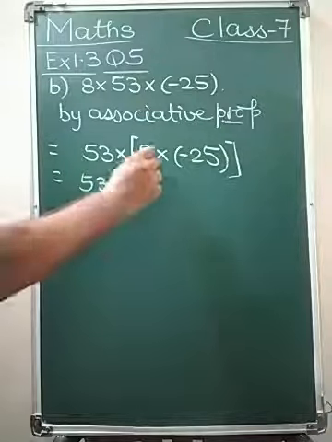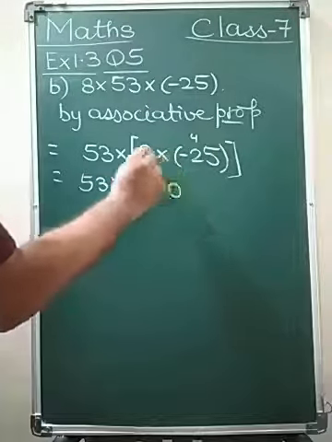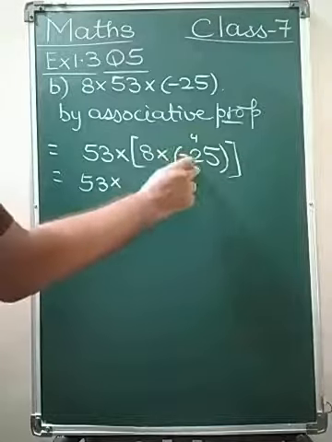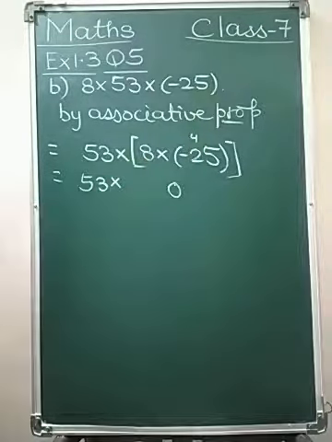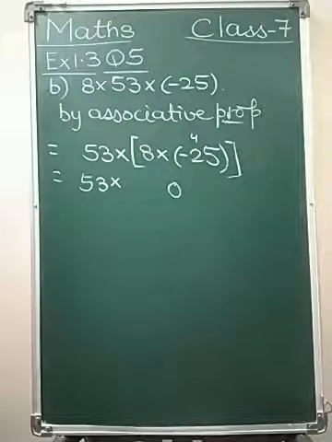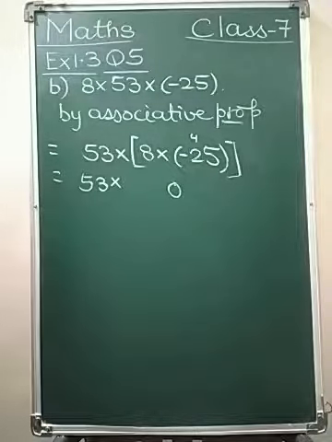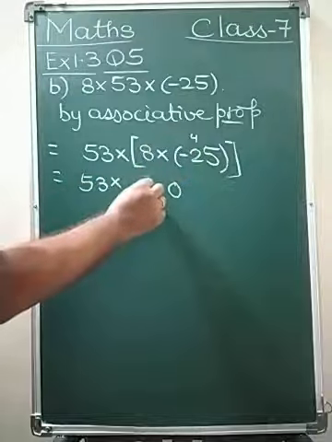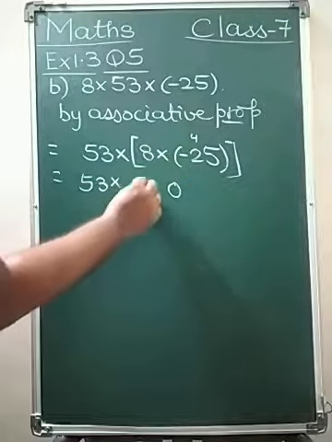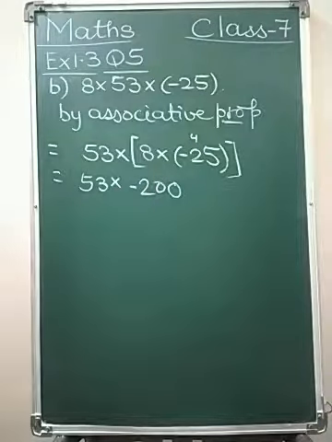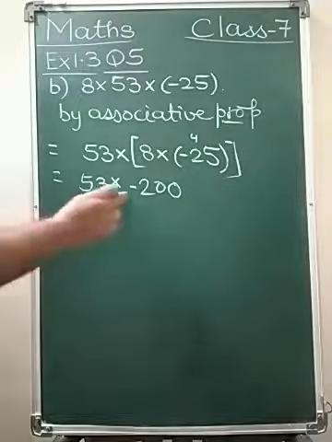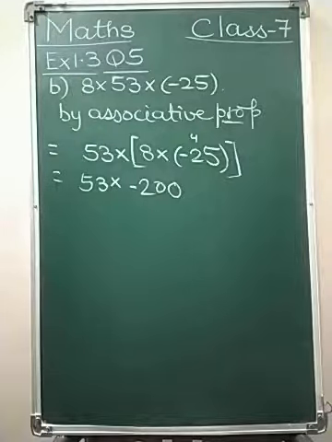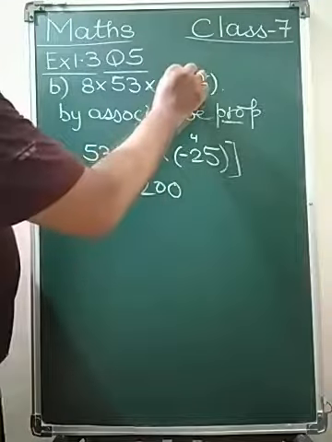53 multiplied by 8. 8 5s are 40, 8 6s are 48, 49, 50, 51. Just let me check. 8 5s are 40, 8 25s are 200. So we have here minus 200 we have. Okay, and 53 multiplied by minus 200, what is the answer we are going to get? Sorry, here minus 125 is there.